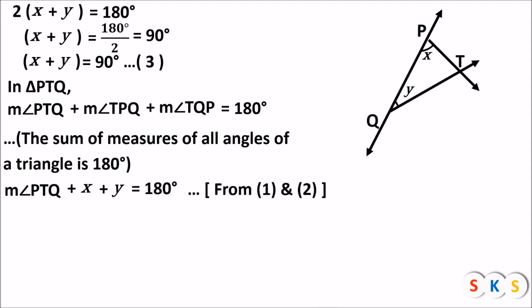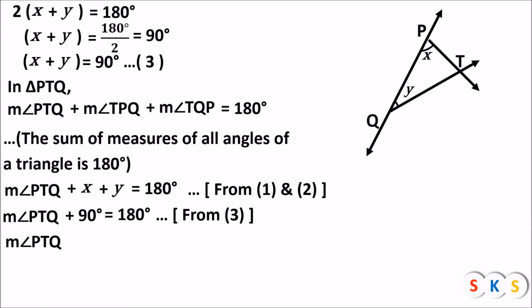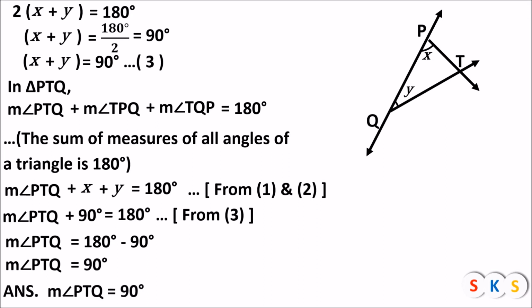Now we will substitute here the value of x plus y, and you can see the value of x plus y is 90 degree from equation 3. So we will get measure angle PTQ plus 90 degree equals 180 degree. We will shift now 90 degree to that side of equal to. So we will get here measure angle PTQ equals 180 minus 90 degree. Therefore measure angle PTQ equals 90 degree. So we proved over here how the measure of angle PTQ is 90 degree.